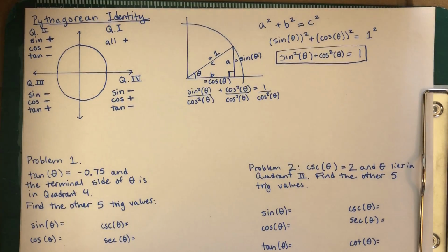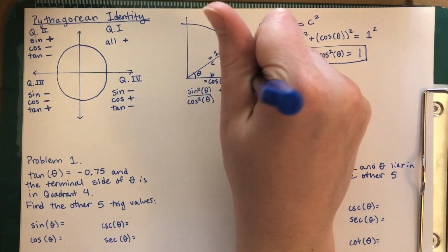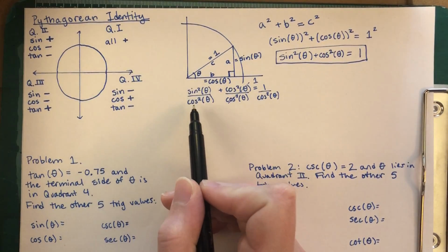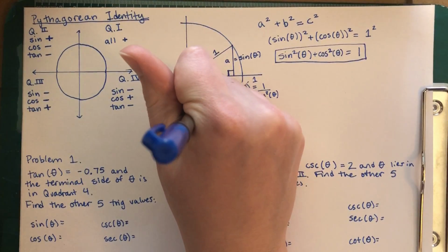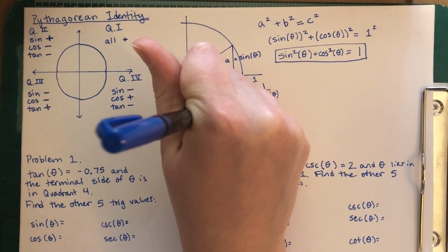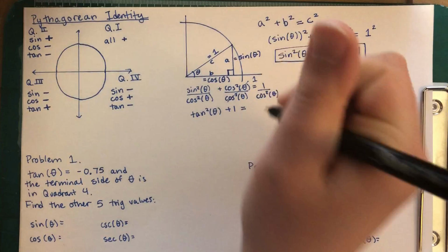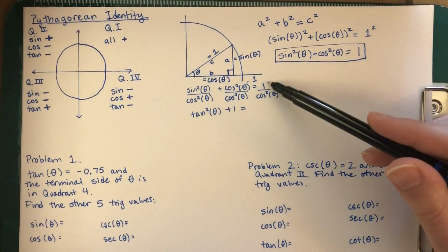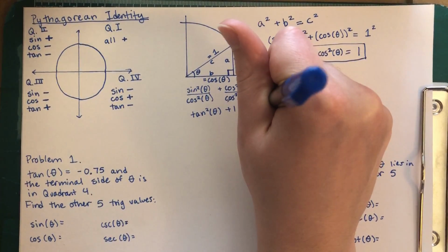So I'm dividing everything in the equation by the same thing, so it should still be true. This, it should be easy to see, is going to turn into 1. Sine squared over cosine squared. Well, tangent is sine over cosine. So this is going to be tangent squared plus 1 equals, and then 1 over cosine is the secant. So 1 over cosine squared is secant squared.